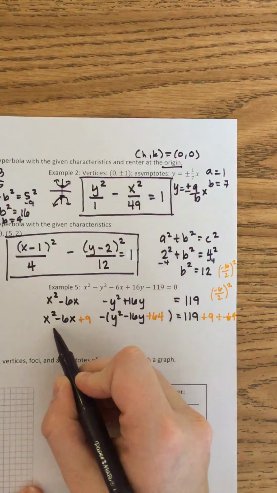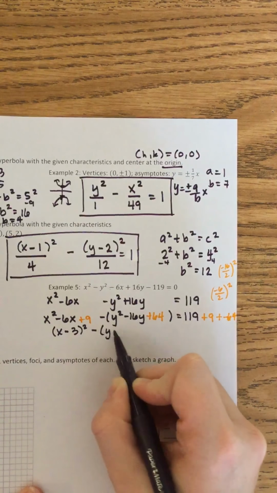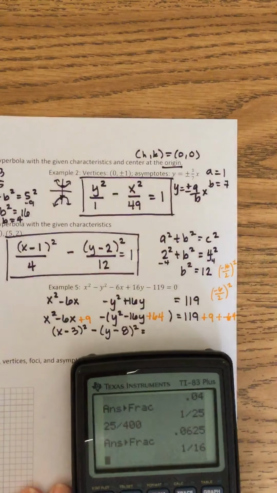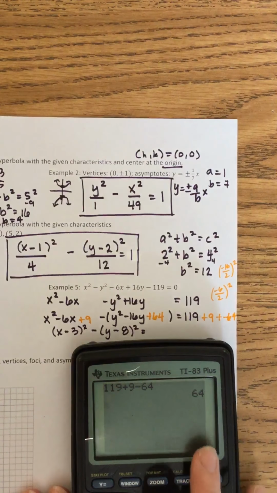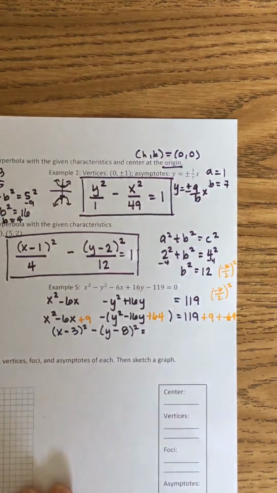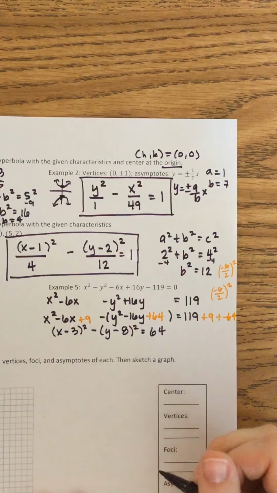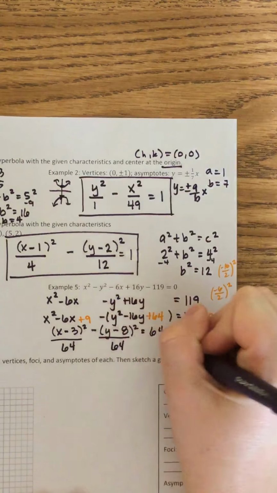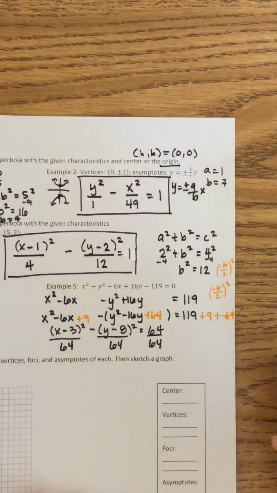So let's factor this. I'm going to have x minus 3 squared minus y minus 8 squared equals, if we do this math, 119 plus 9 minus 64, I get 64. So it equals 64. For us to be in standard form, we're dividing each of these things by 64. So I'm going to divide each piece by 64 so that it will equal 1. And my final answer would be all of this equals 1.